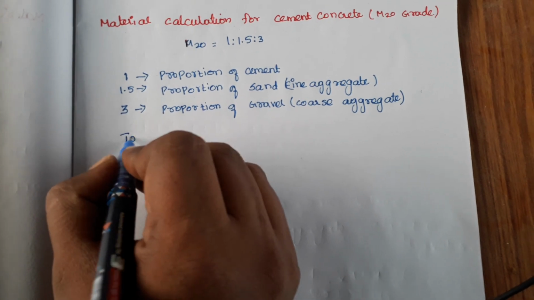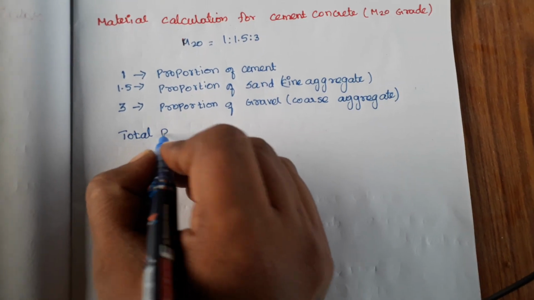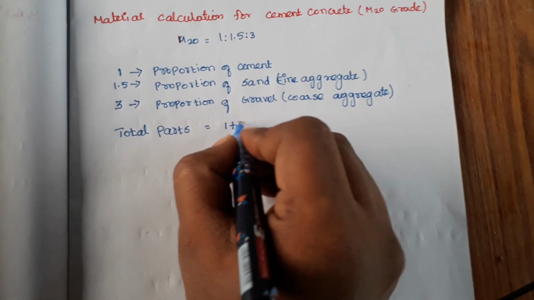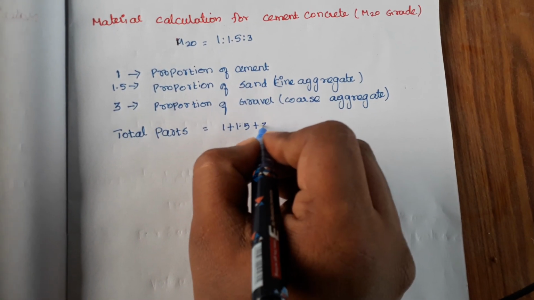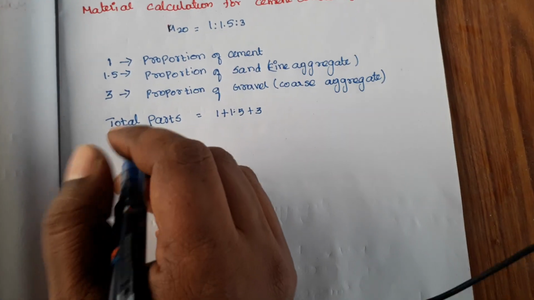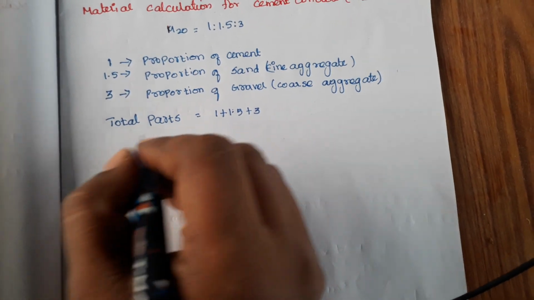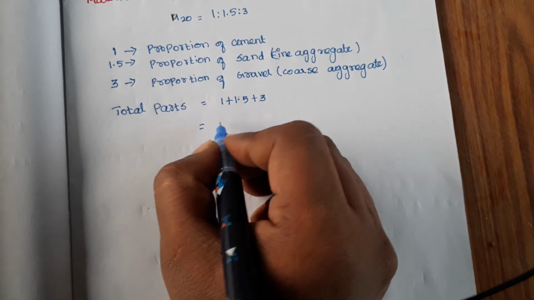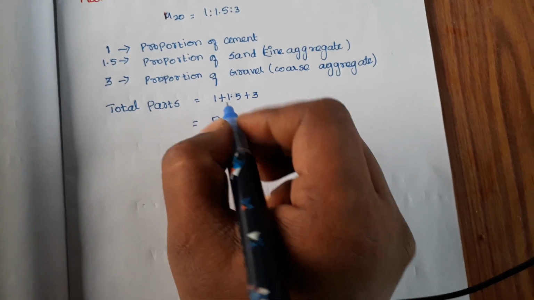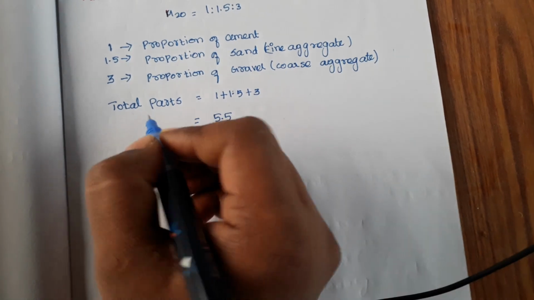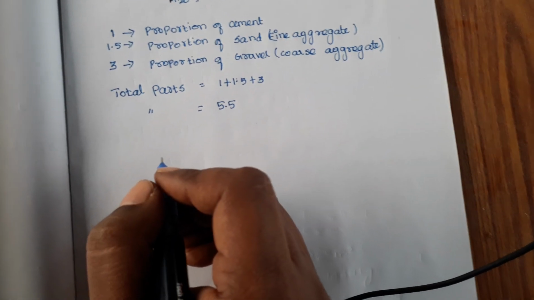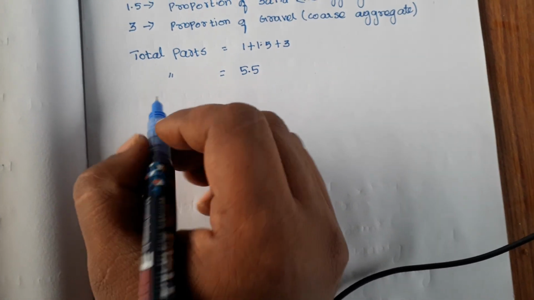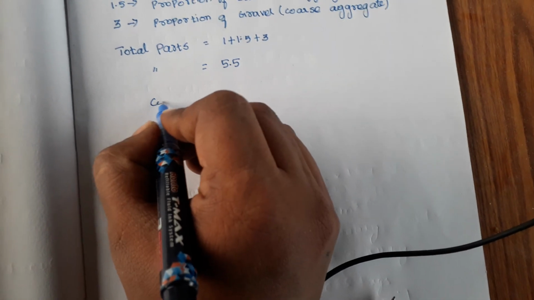Now the total parts will be calculated as 1 plus 1.5 plus 3, which is equal to 2.5 plus 3, 5.5. Total parts is equal to 5.5. Now we are going to calculate cement concrete.